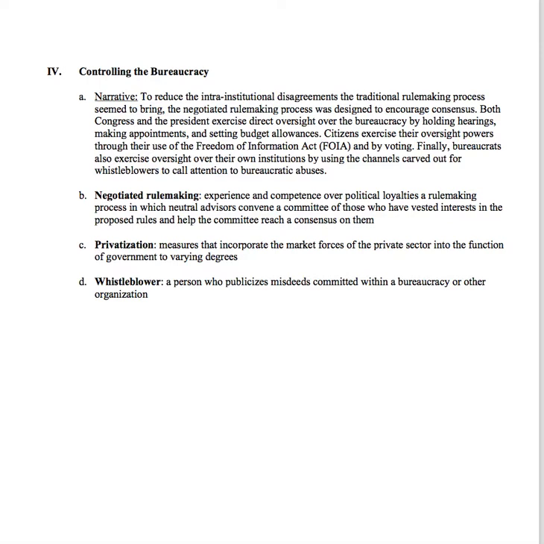This leads to something called negotiated rulemaking, which favors experience and competence over political loyalties, a rulemaking process in which neutral advisors convene a committee of those who have a vested interest in the proposed rules and help the committee reach a consensus on them. So this tries to take a little bit of the political loyalty out of it. Privatization is the set of measures that incorporate the market forces of the private sector, which is highly competitive and highly efficient, into the function of government to varying degrees. You might see different things outsourced or privatized to be run like a company.